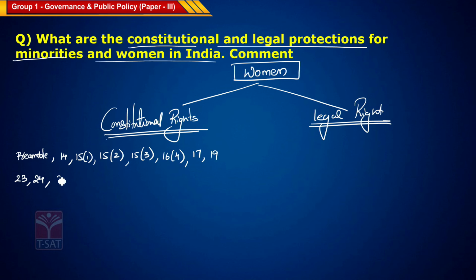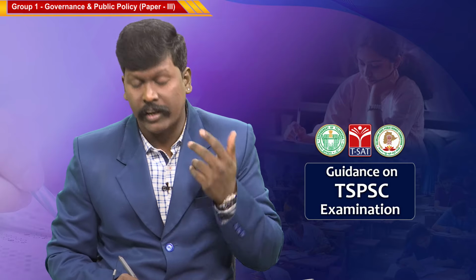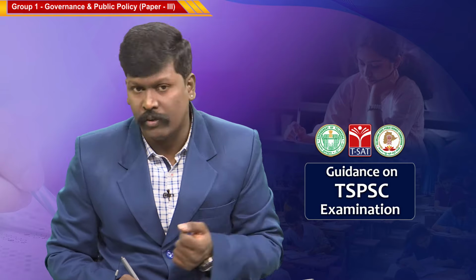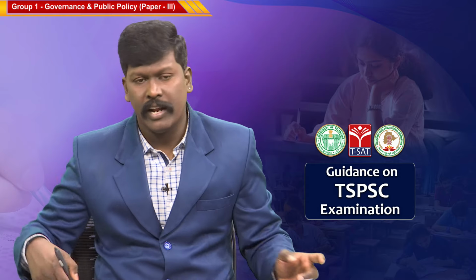Then let's go to DPSP. Article 39D. What is Article 39D? Equal pay for equal work for both men and women in government jobs. Right? Article 39E. Article 39F. The state shall take special provisions for the protection of women and children. E and F. So this is also specific to women. Now Article 43. The state shall ensure maternity benefits to women. So Article 43 talks about maternity benefit to women. So that is also important. Then Article 47 talks about nutritious supply of food. Folic acid, anemia problem. So women related article we can directly say.